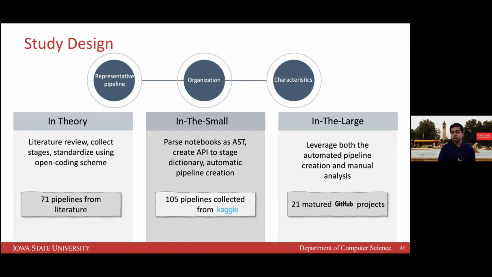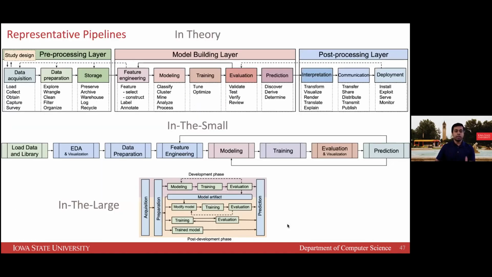These are pipelines found in large data science projects in GitHub. And we found different representations, like different patterns in their stages. In the theory, you can see there are 3 different layers, and these are representative. As I said, we manually followed the open coding scheme to label each of those 71 pipelines, and then collected the vocabulary and what those stages actually represent.